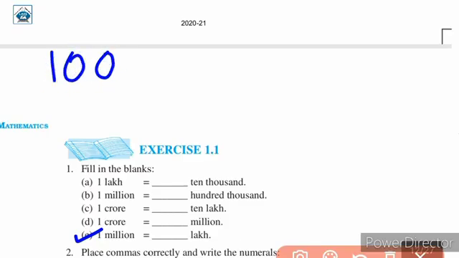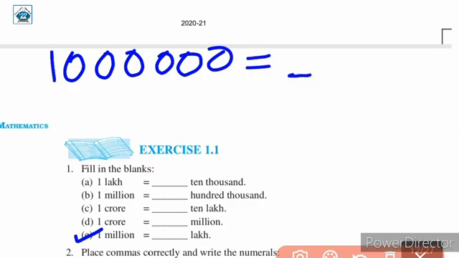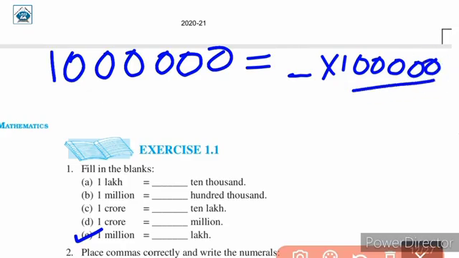1 million is equal to 1 followed by 6 zeros, like so. In this way we will write 1 million. And how will we write 1 lakh? 1 followed by 5 zeros. We saw it earlier. So here, as you can see, there are 5 zeros here and 6 zeros here. So we will have to multiply it with 10.